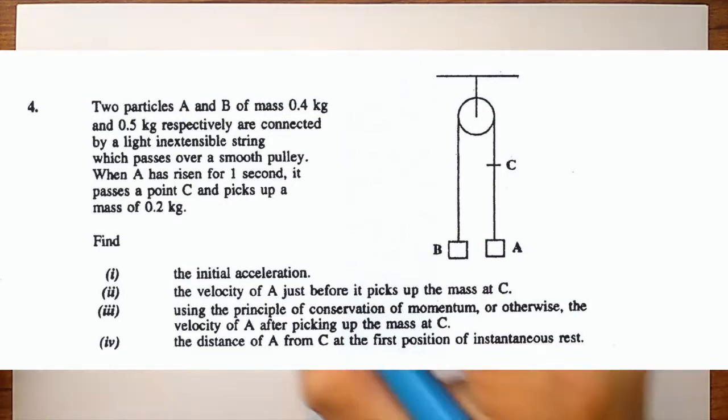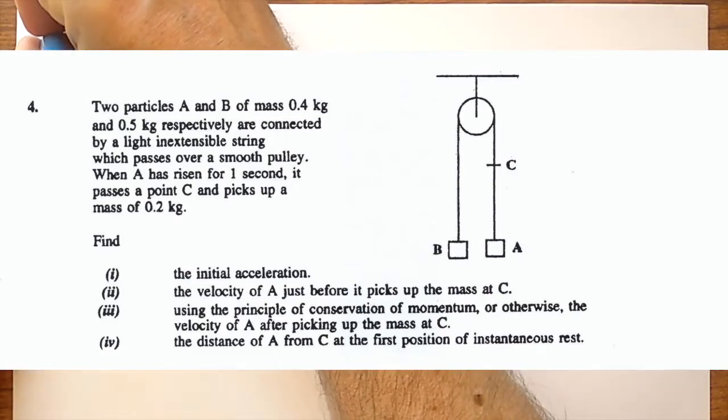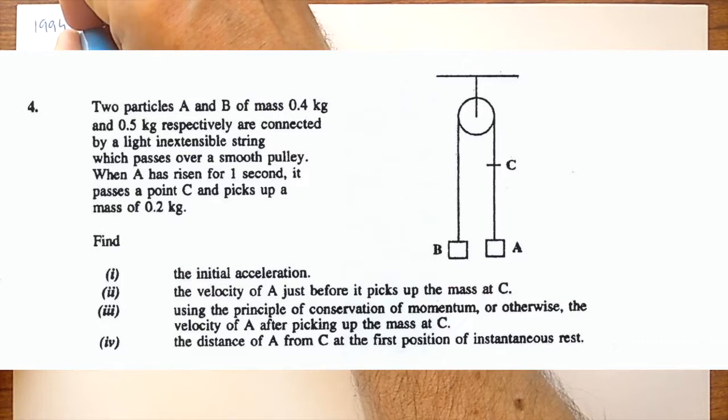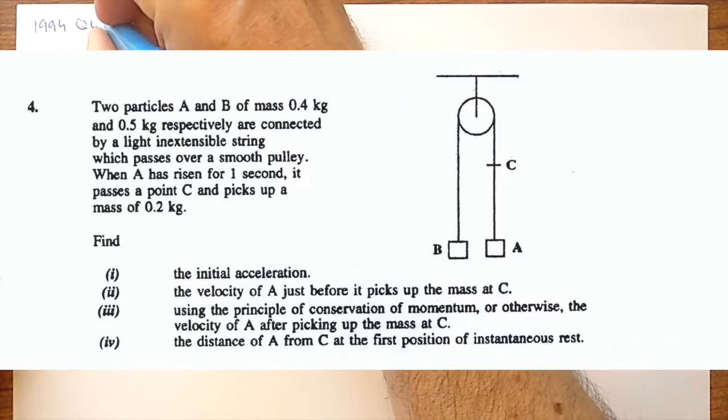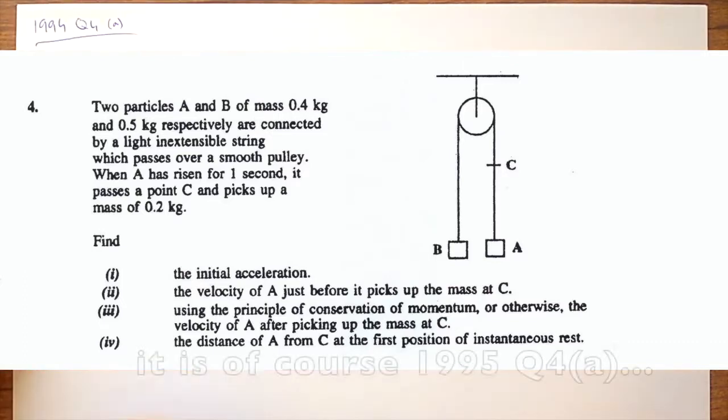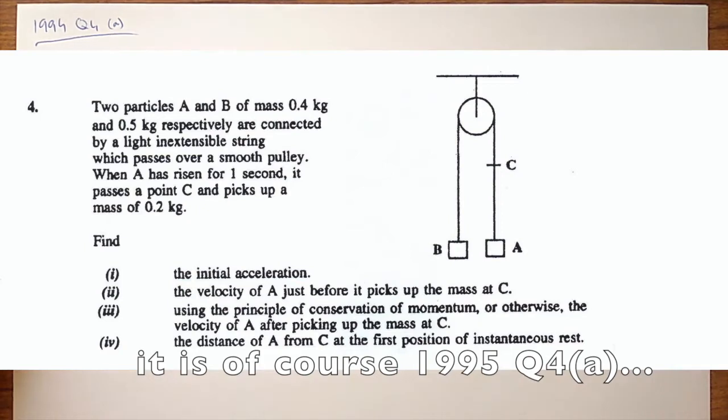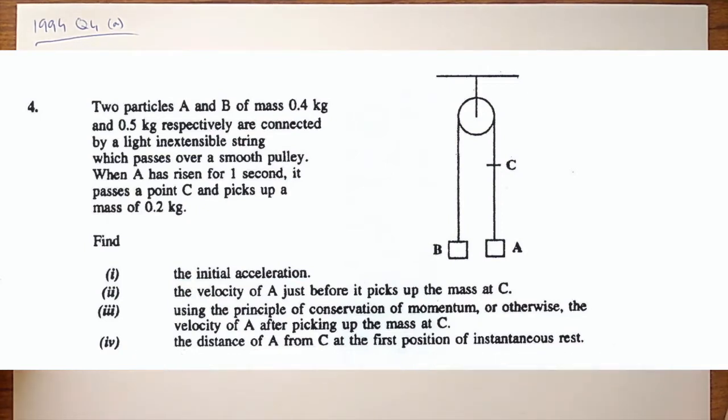Here we're going to look at 1995, question 4. Okay, part A. So, at a glance, it's actually quite a big, complex looking question. We have two particles, A and B, on a smooth pulley. And then we have this added twist. When after a second, it passes C and picks up another mass.